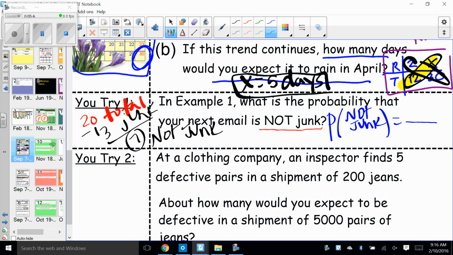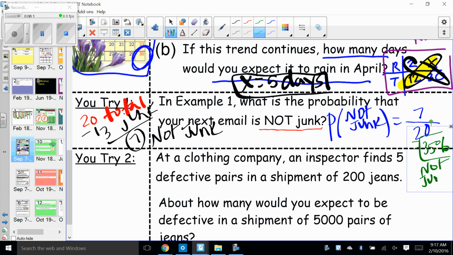And we would go ahead and write that as a fraction and say, we know 7 not junk out of 20. So that's our fraction, and we're going to want to turn that into a percent. Now we can go t-table cross products on that. We can go fraction decimal, whichever your preference is, but we want to turn that into a percent. So 7 divided by 20, multiply by 100, or a t-table. Either way, you'll find out it's 35% of your emails are not junk.